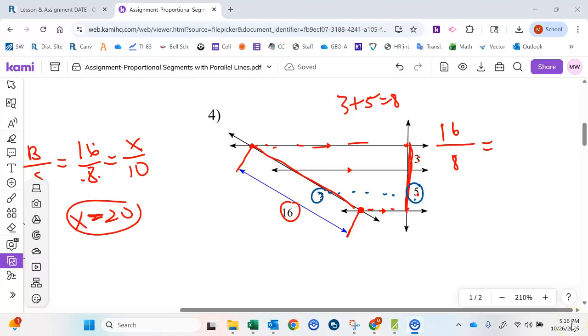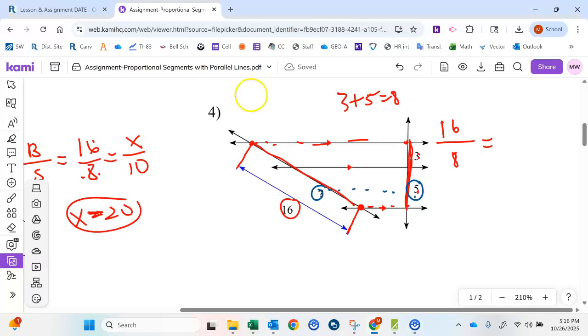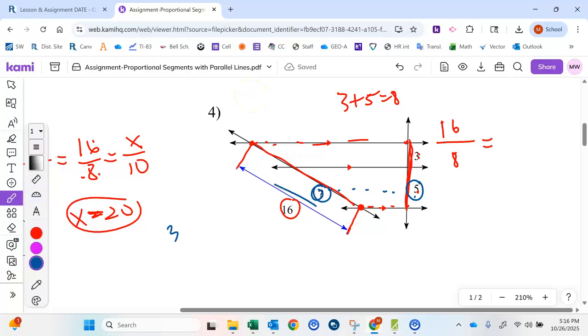So let's see if I can get my pen to work. Come on, pen, there we go. Okay. So again, I need this question mark. It's on the bigger side where the 16 is, so I'm going to put it there. And this 5 is going to go over here, okay? Because it corresponds in between the two parallel lines.